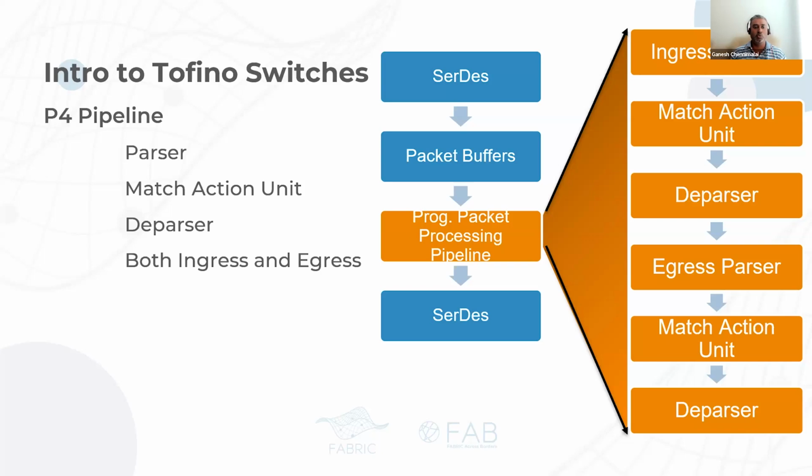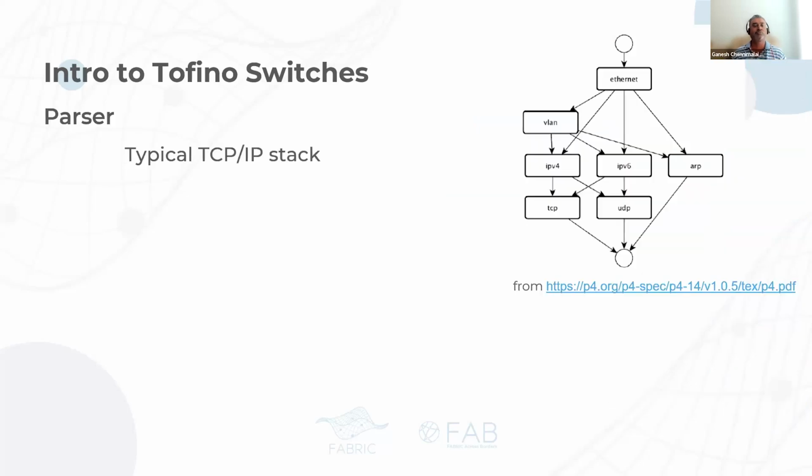So there are two stages like this. One is on the ingress side, and the other one is on the egress side. So there are two similar pipelines that are available. If we want to do any egress processing, then we can do so. We can also choose whether we want to do ingress processing or egress processing here.